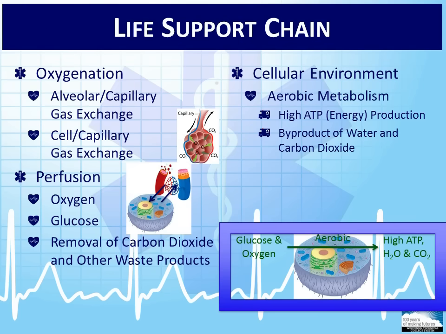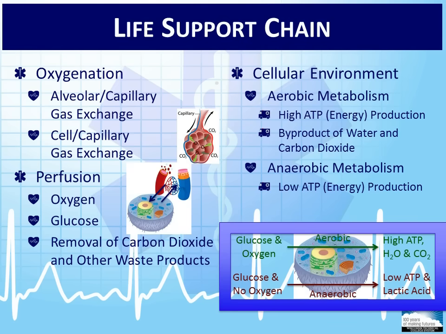When the cells are deprived of oxygen, however, they enter into a state known as anaerobic metabolism. Without oxygen, the cells cannot process glucose very efficiently, resulting in low ATP, low energy production, and the waste product of lactic acid. If a supply of oxygen is not restored to the cell, it will continue to function producing low energy and lactic acid until the pH of the cell becomes too acidic and the cell dies.